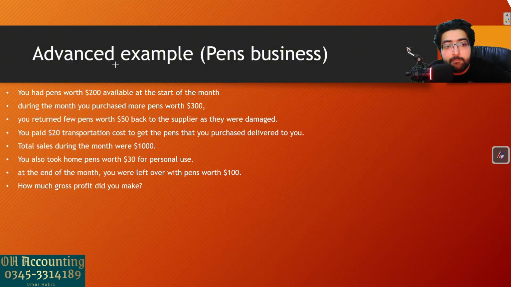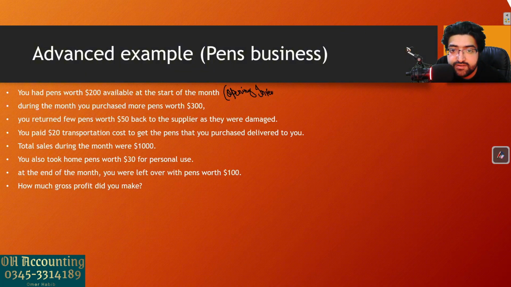You had pens worth $200 available at the start of the month. So this becomes my opening inventory, right? Because I had this available at the start of the month. So these are left over from the previous month. This is my opening inventory. Okay. During the month you purchased more pens worth 300. So these are my purchases of the month. So I can simply write purchases here.